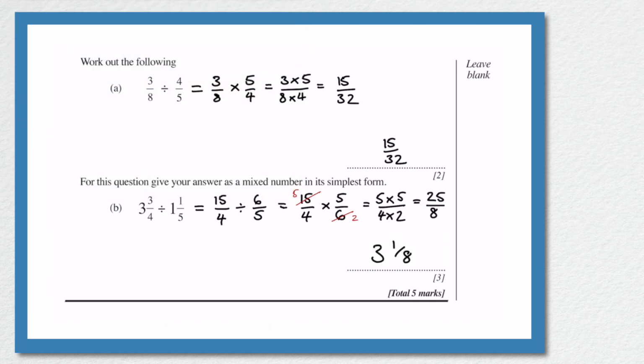So in this question, you'll be expected to convert the mixed numbers to improper fractions, change from division to multiplication, perform the multiplication, and convert back to the mixed number in its simplest form. So that's some non-calculator fraction questions involving multiplication and division.